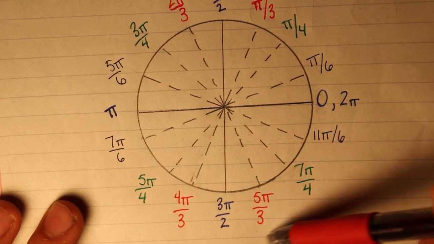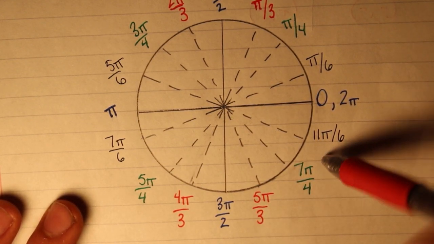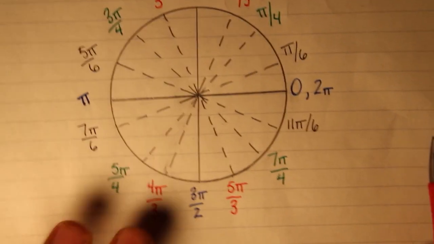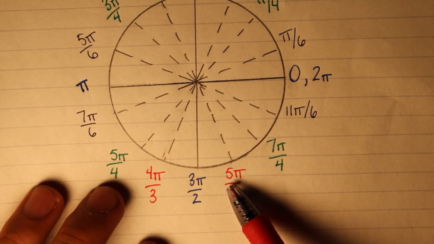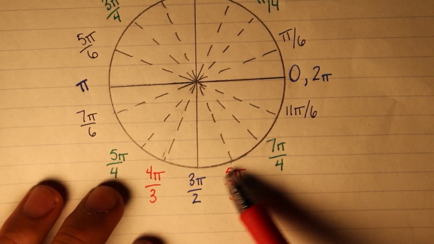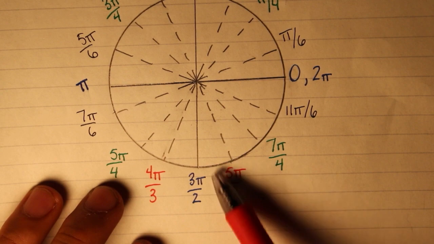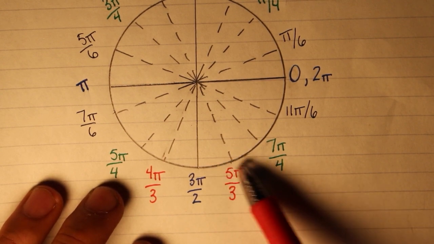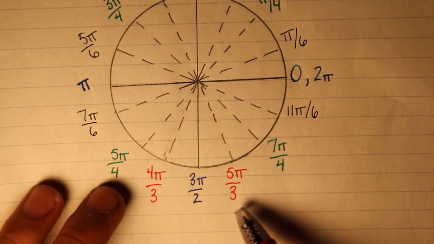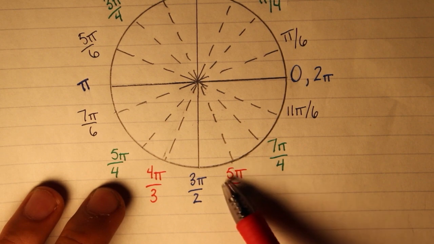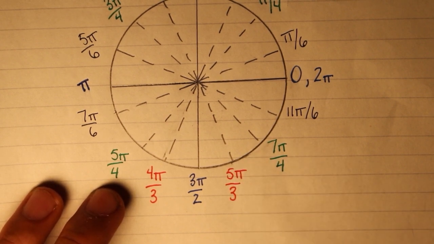Now in this quadrant, in this fourth quadrant, this is where it gets a little tricky. The coefficient of pi in the numerator is 1 less value than double our denominator. So 3 times 2 is 6. 5 is 1 less value than 6. 5 pi over 3. Boom, easy.